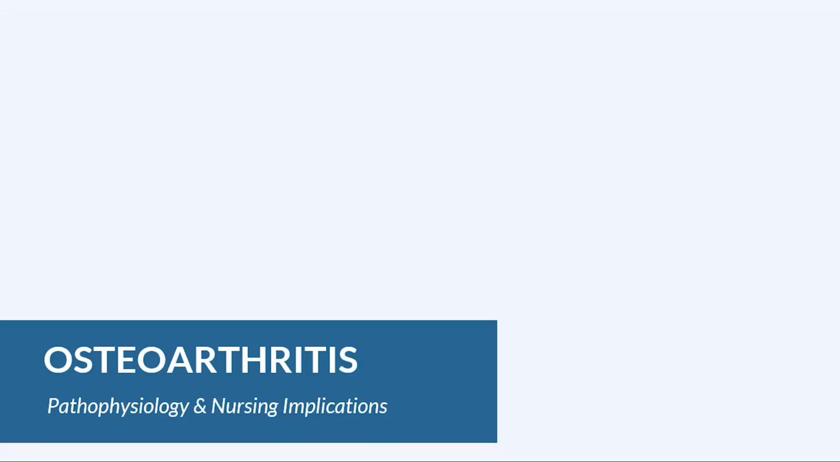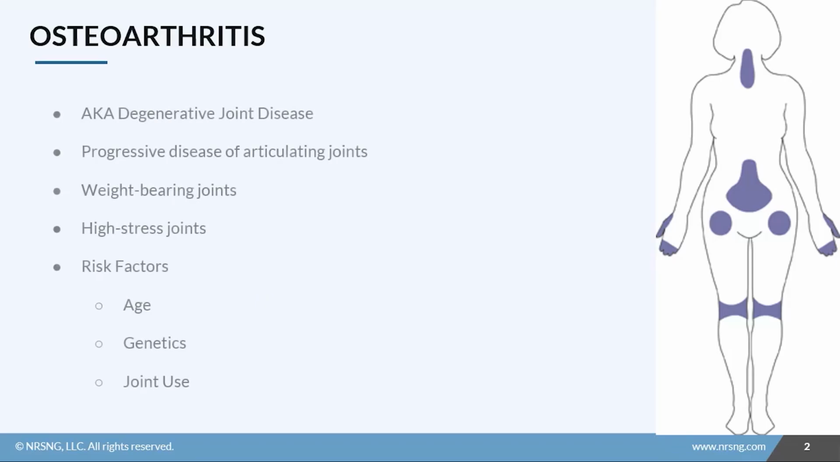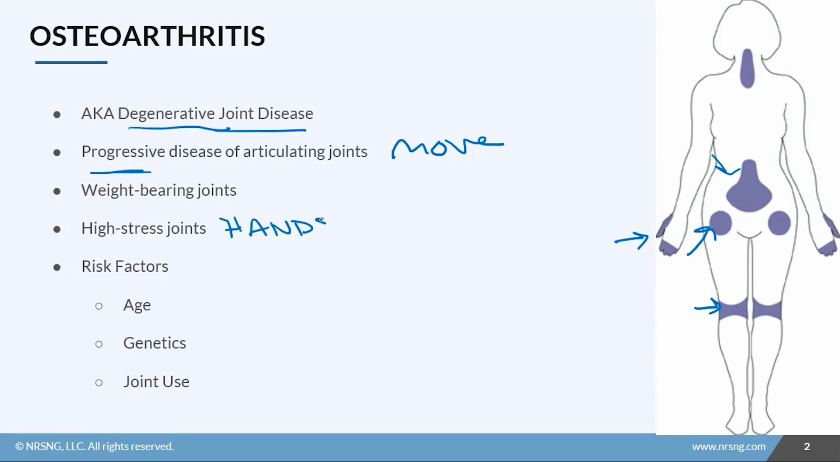Alrighty, let's talk about osteoarthritis. Osteoarthritis is also known as a degenerative joint disease. It is a progressive disease of articulating joints, which means any joints that move. It's most common in weight-bearing joints like the hips, the back, the knees, etc., and in high-stress joints or ones that are used frequently like the hands and the feet. So we especially see this in the hands.